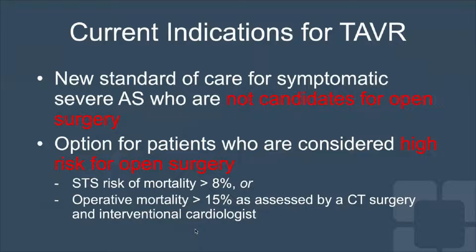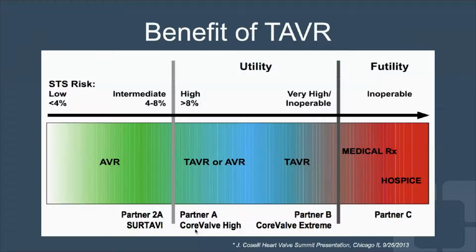The current indication for TAVR is that it's rapidly becoming the standard of care for symptomatic patients with severe aortic stenosis who were not previously considered candidates for open surgery. As well, it is for patients who are considered high risk for open surgery, defined by an STS mortality of greater than 8% or operative mortality of greater than 15% as assessed by a cardiothoracic surgeon or an interventional cardiologist. These are considered high risk patients for open surgery, and TAVR is appropriate for them.